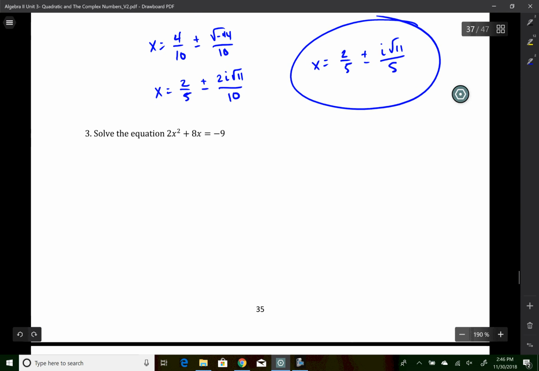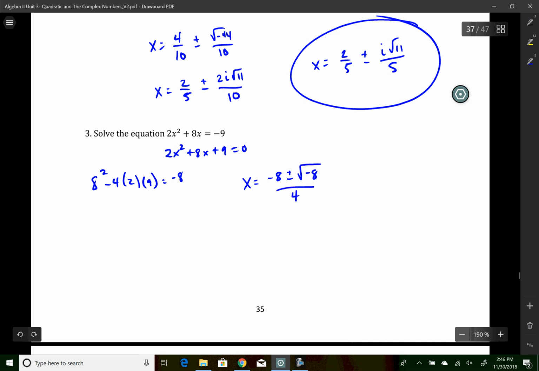Number 3 says to solve the equation. So to be able to solve these, you have to move everything to one side. So I got to move that 9, so I can add it to the other side. So if I do the discriminant here, I'm going to have 8 squared minus 4 times 2 times 9. So 64 minus 72, so negative 8. So I know I'm going to have two complex solutions again. So I'm going to have x equals negative 8 plus or minus the square root of negative 8 all over 4.